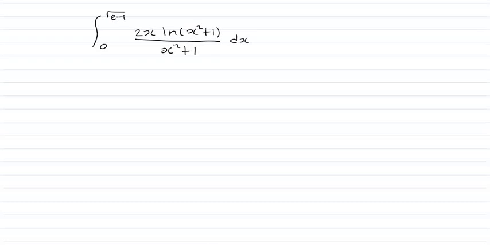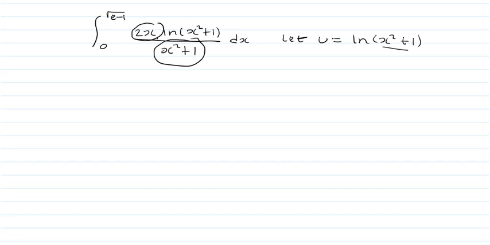So to integrate this function, we're going to use u substitution, where we say let u be equal to natural log of x squared plus 1. The reason why I've picked the x squared plus 1 is that when you differentiate the inside, you are going to get this part here. So it's the best way, it's the best pick.